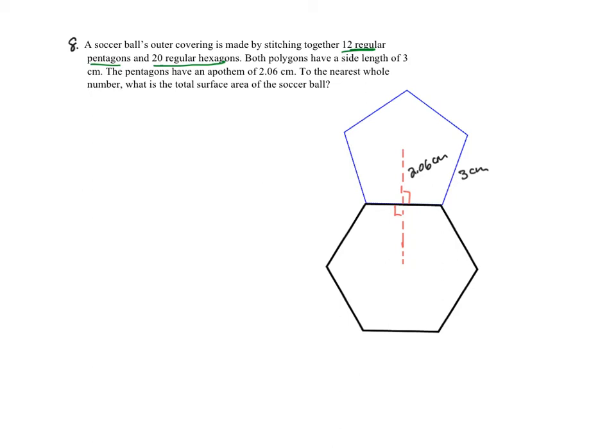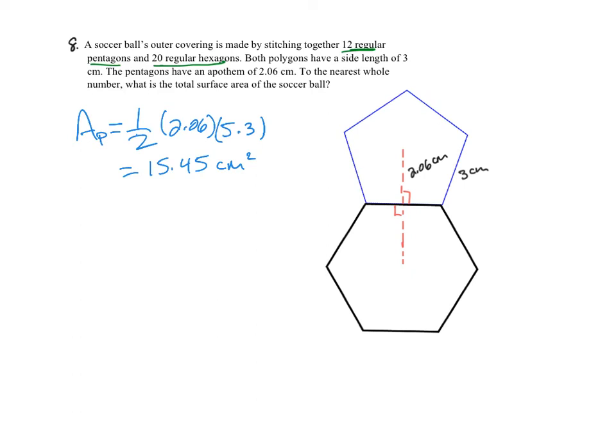So let's start by finding the area of the pentagon because we have everything that we need. We have the apothem, we have the sides. So the area of the pentagons, let's call it P right here, equals 1/2 of 2.06 times 5 times 3. So that means that each pentagon has an area of 15.45 centimeters squared.